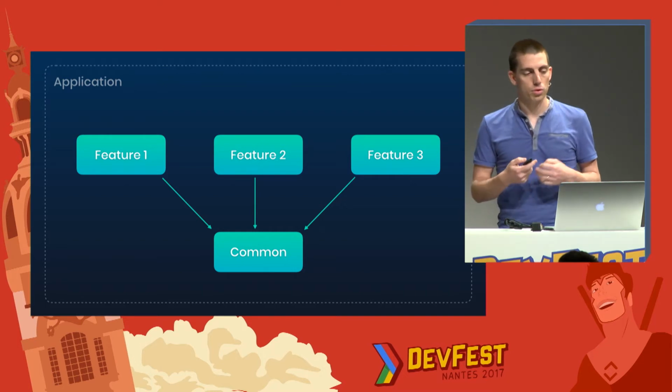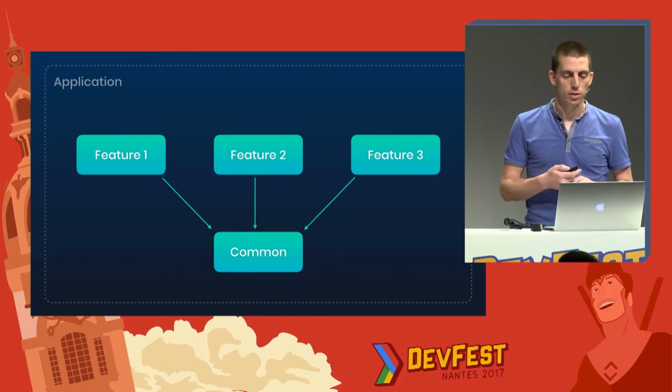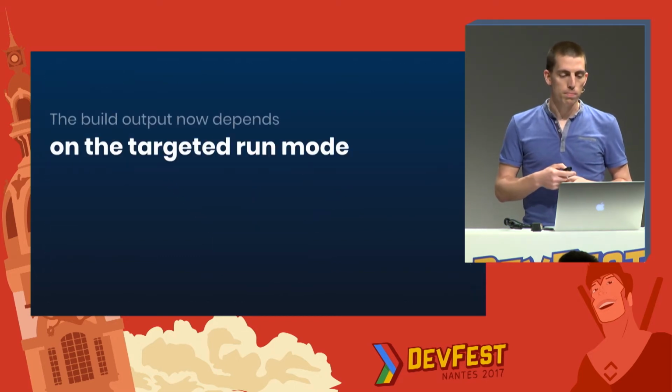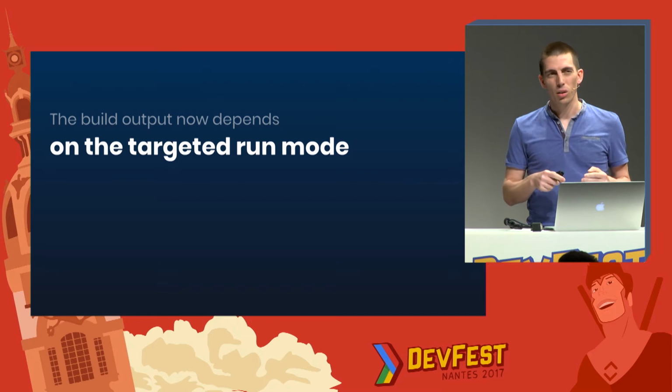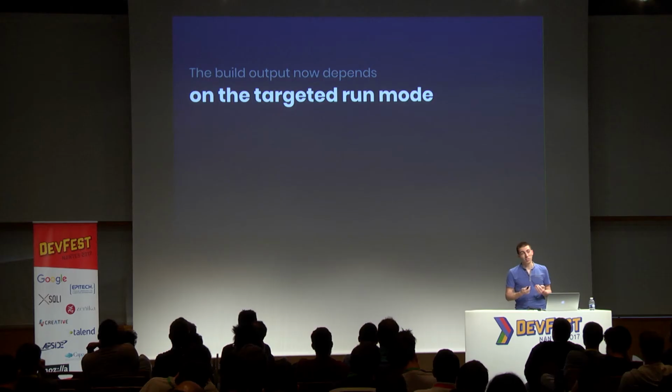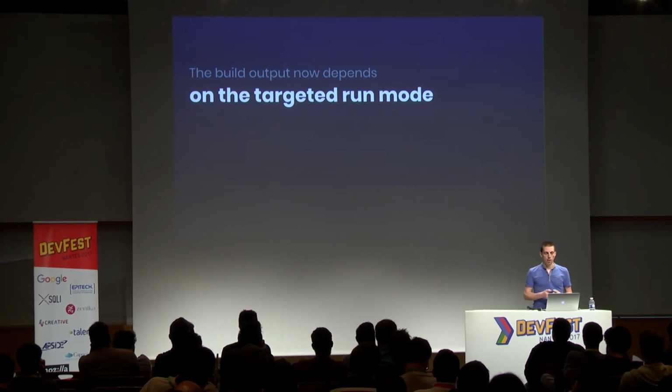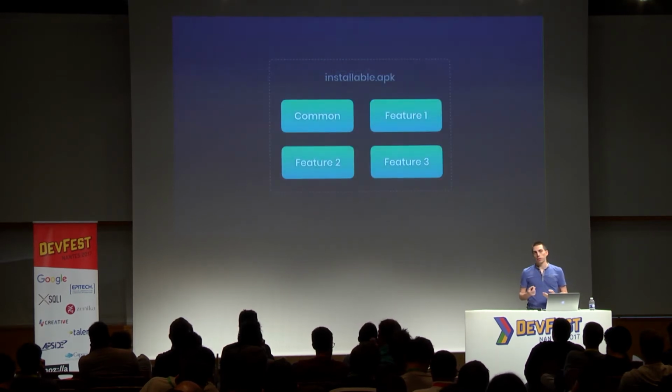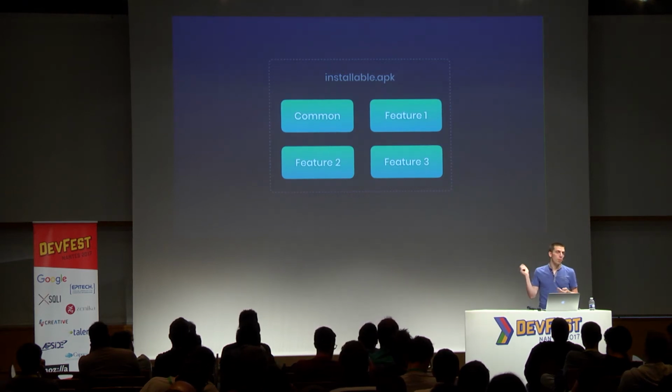So this is what Instant App tries to solve. The build output actually depends now on the targeted run mode. So whether you're trying to build an installable application or an instant app application, you will end up with a different binary output. In the case of an installable application, you end up with something that you're all used to, which is an APK.